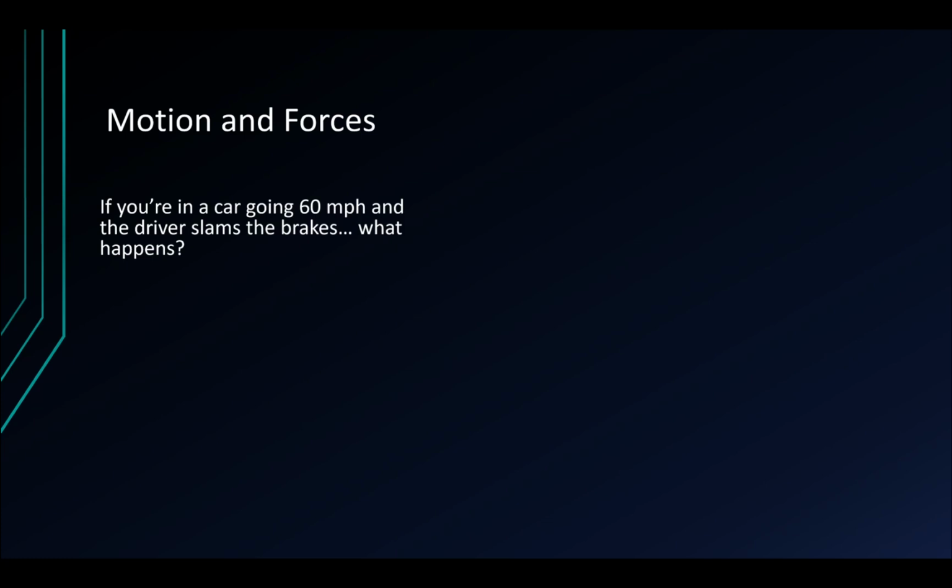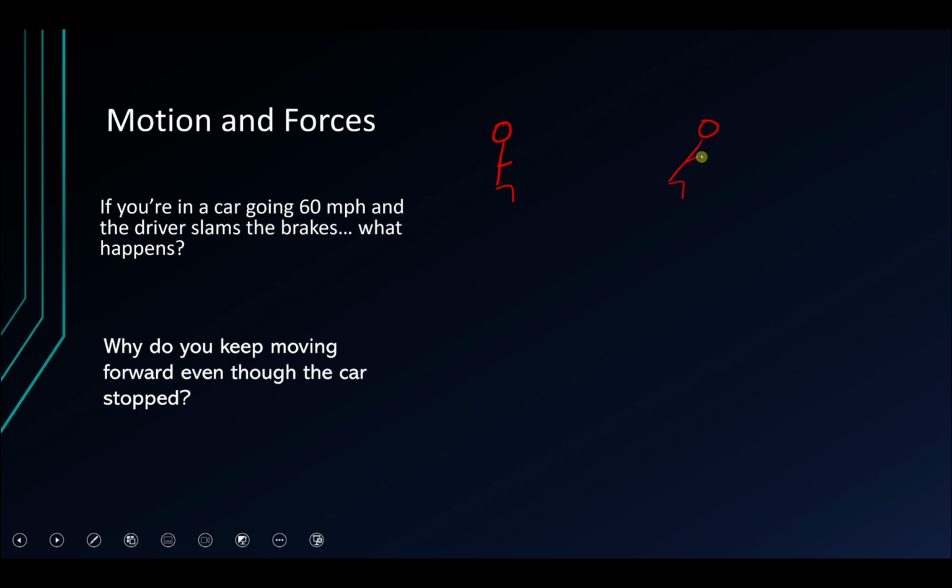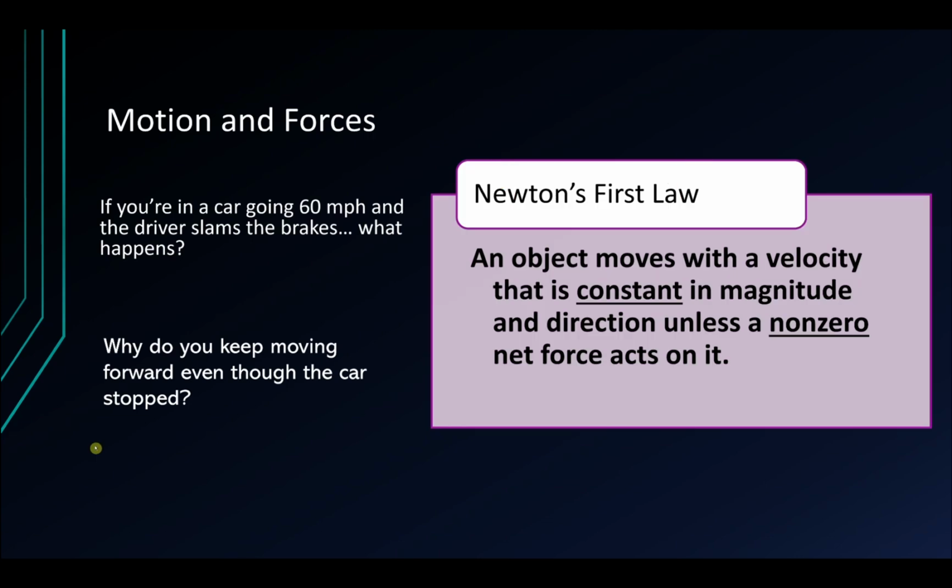So, before we dive totally into forces, let's think about just motion, right? If you're in a car and you're going 60 miles per hour and the driver slams on the brakes really fast, what happens? Well, originally, you were just traveling in the car. If they slam on the brake, you are going to lean forward. Why does this happen? Well, this happens because of Newton's first law. Newton's first law tells us that an object in motion is going to stay in motion, an object at rest is going to stay at rest, unless there is some non-zero force acting upon it, right?